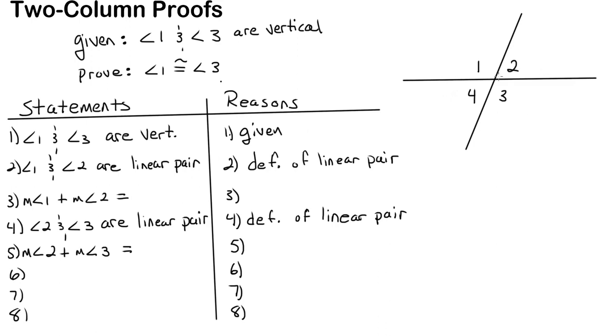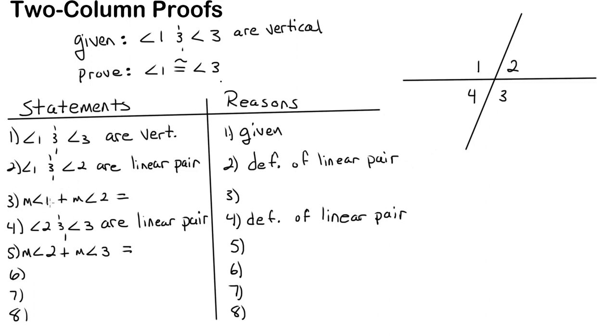Look at our diagram. We see that angle 1 and angle 2 are adjacent and they combine to make this straight angle. So we know that they're a linear pair. And so what is our reason? Definition of linear pair.